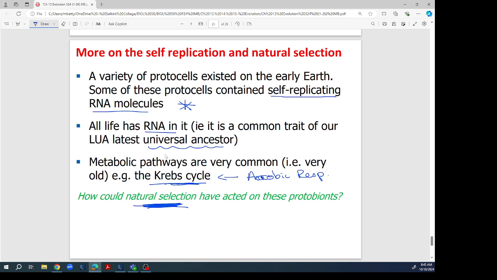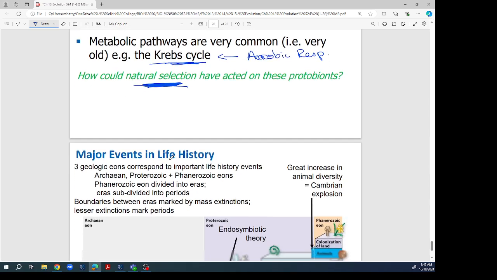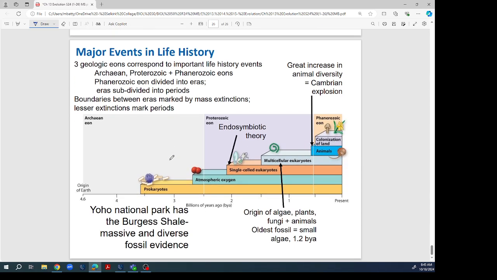So we need to have things copying and being passed on from generation to generation, and then have the environment being that selective force. I put this last slide in here just to give us the idea of time. So if you've ever been to Yoho National Park, it's close by, and so maybe you've been there. There's an area called the Burgess Shale, and it has a huge amount of fossils in it, and they're only from this point in time.